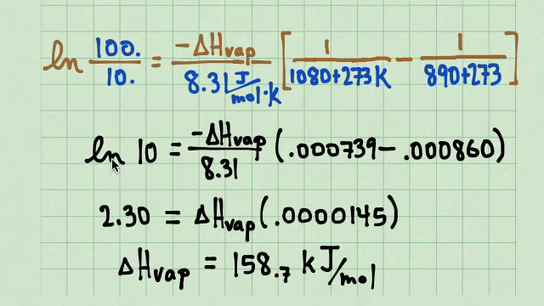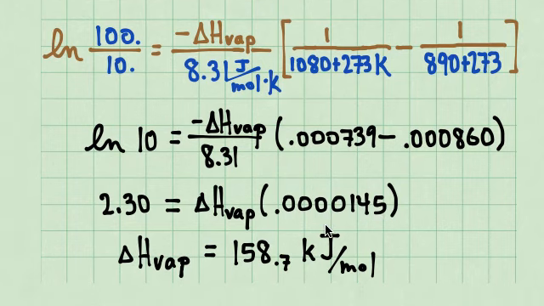Again, use the math skills: natural log of 10, subtract that, divide by that, take the 2.3 divided by this 0.0000, a small number, and voila, we have a heat of vaporization, the energy it requires to vaporize 1 mole of that sample. Oof, a lot of math, but I see the similarities in the equations.